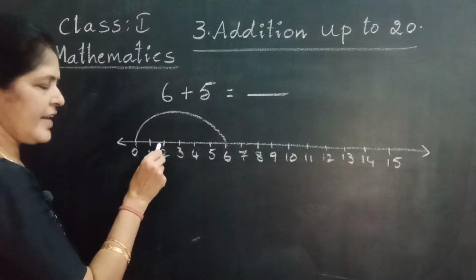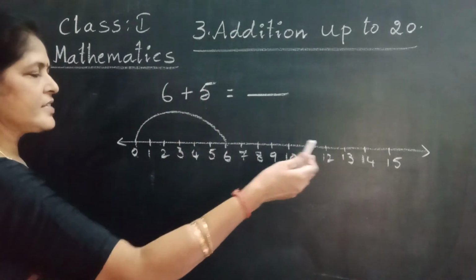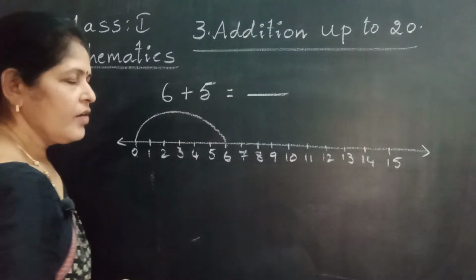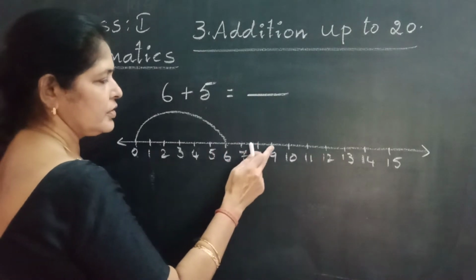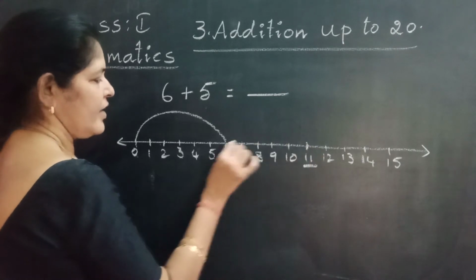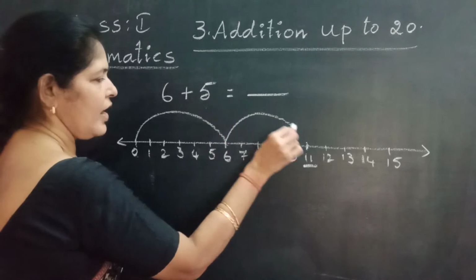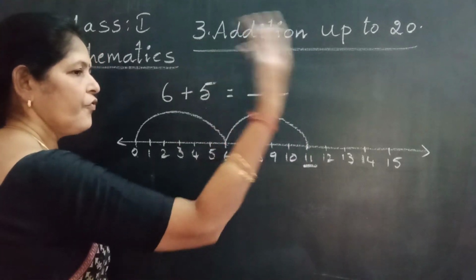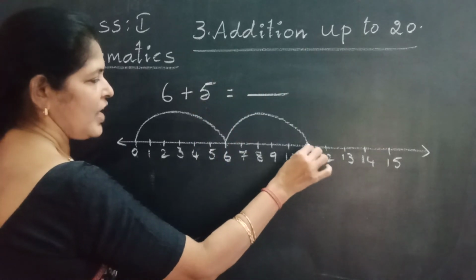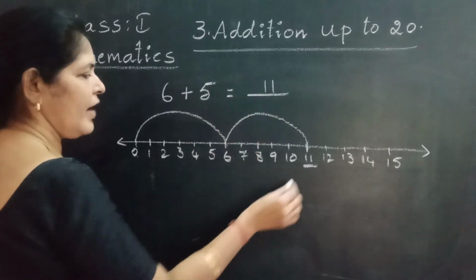This shows 6. Second number is 5. Again we move to the right side. After 6, 5 numbers: 1, 2, 3, 4, 5. We stop at 11. 11 is the answer. Now again draw a line for 6 to 11. 6 after 5 steps we reach 11. 6 plus 5 equal to 11.